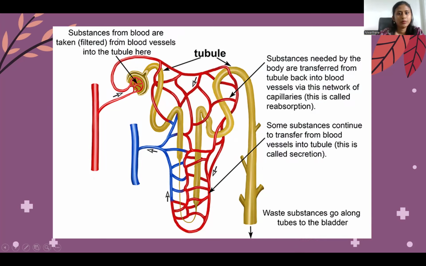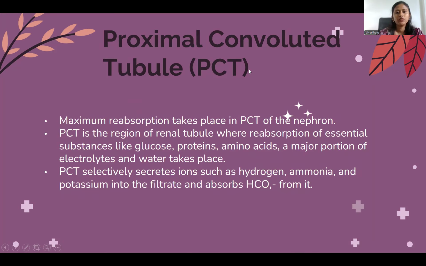So in the glomerulus, substances from the blood are taken from the blood vessels into the tubule here. Okay, and this is the tubule. And in the tubule, some substances are secreted and some substances are reabsorbed. Proximal convoluted tubule. So here, maximum reabsorption takes place.